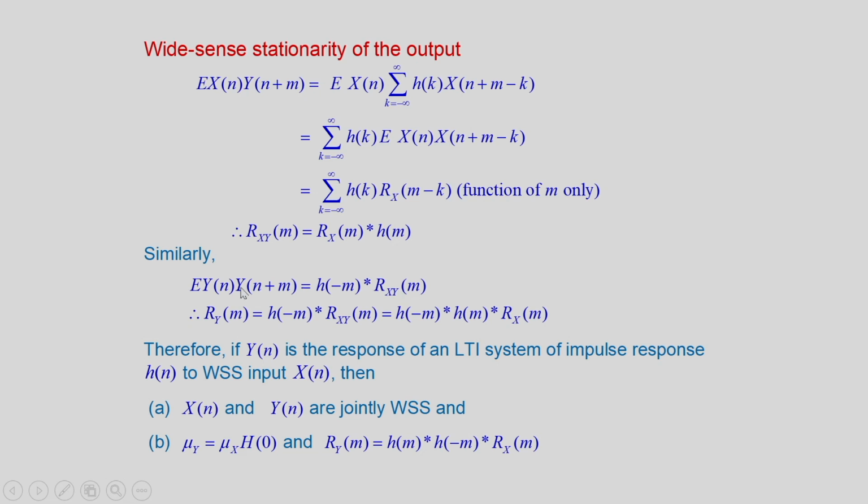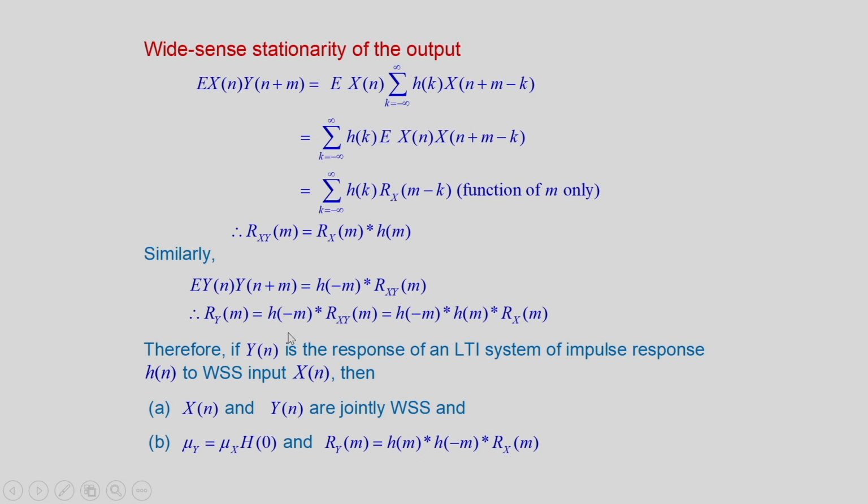Rxy(m). So, here again if we substitute y(n) is equal to summation h(k) x(n-k), k going from minus infinity to plus infinity, then we will get this result. Here again we will see that it is a function of lag m only. We can write Ry(m), that is the output autocorrelation function, is equal to h(-m) convolved with Rxy(m), and from this result this is equal to h(-m) convolved with h(m) convolved with Rx(m). So, this is the output autocorrelation function.